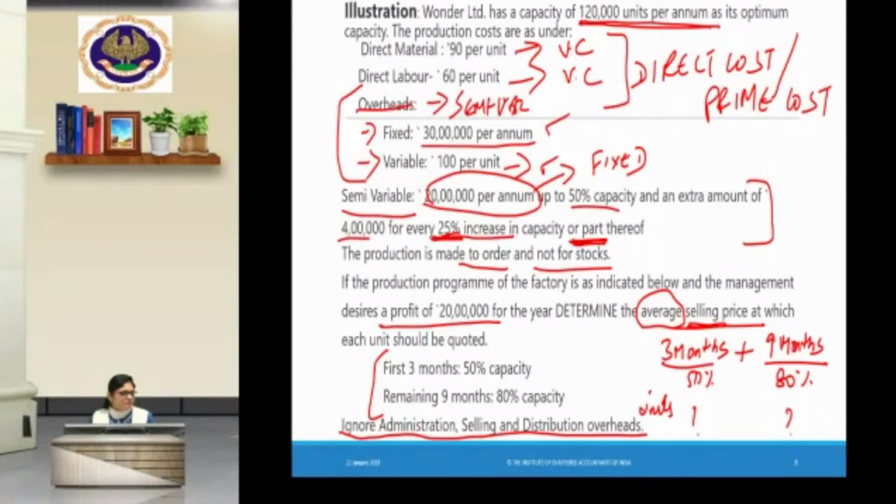15,000, 17,000, 72,000. Any other answer? I need the capacity at 50% and 80%. I need more answers. So 50% is 60,000, 80% is 96,000.